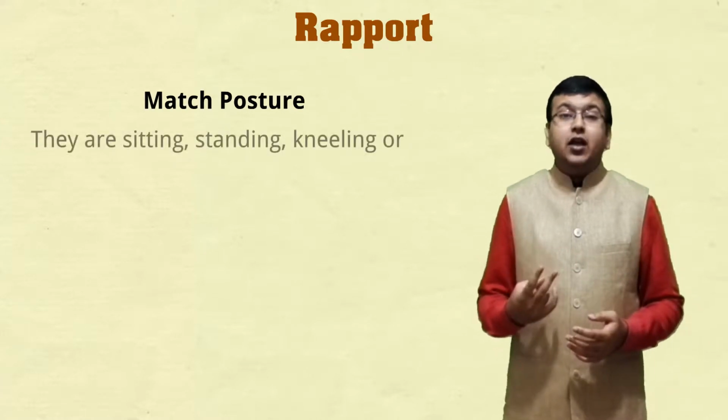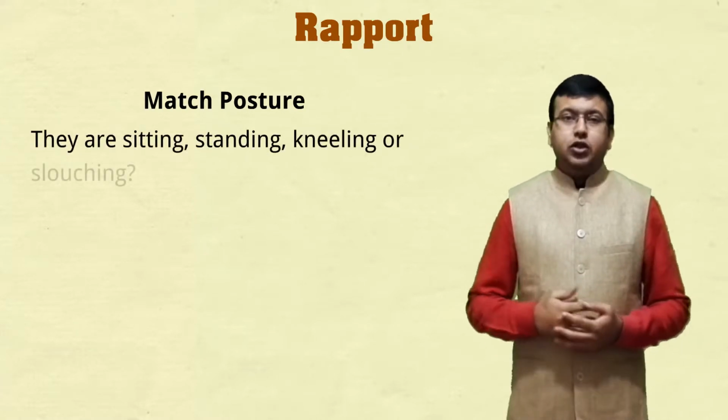Now that you know what matching and mirroring is, let us look at some of the aspects of a person's behavior that we can mirror. Let us begin with postures first. So when it comes to postures, check whether they are sitting, standing, kneeling or slouching.